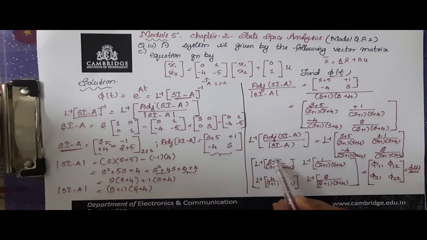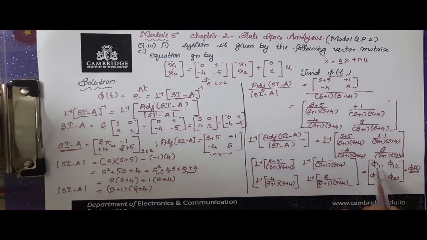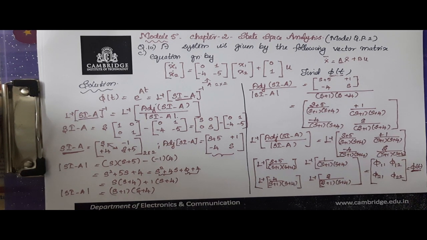Once after applying partial fraction and then taking the inverse Laplace transform of it, we can obtain the first row first element as phi 1 1, first row second element as phi 1 2, second row first element as phi 2 1, and second row second element as phi 2 2. And overall, I can say that the obtained matrix is nothing but the state transition matrix phi of t.